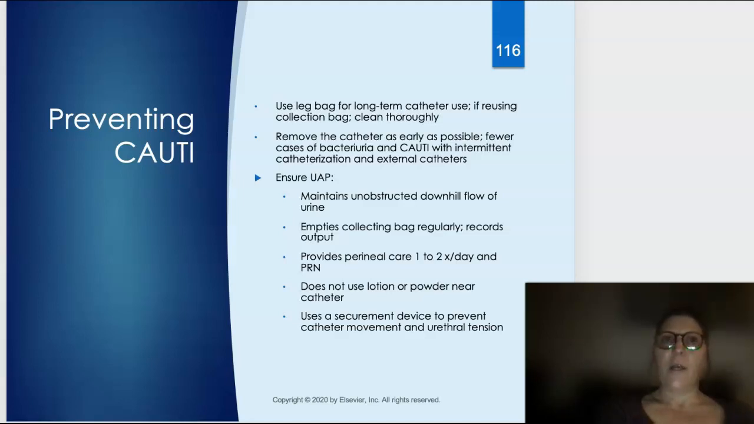Make sure the unlicensed assistive personnel maintain unobstructed downward flow of urine. Make sure that bag is lower than the person. Empty it regularly. Provide perineal care 1 to 2 times a day. Do not use lotion or powder near the catheter, and use a securement device to prevent catheter movement and tension.